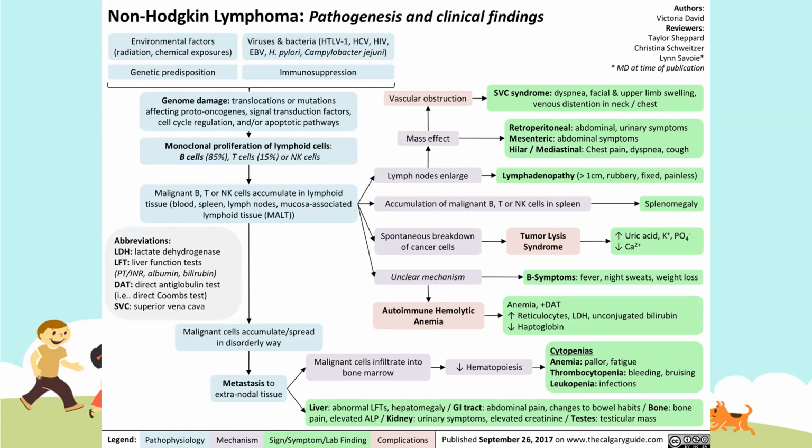the B cells, the T cells, and the NK cells. So these cells will accumulate in the lymphoid tissue, which are the blood, spleen, lymph nodes, and also the mucosa-associated lymphoid tissue. And then from this accumulation, it will give rise to the signs and symptoms. So first, when it accumulates in the lymph nodes, the lymph nodes will become enlarged and give rise to lymphadenopathy, same as in Hodgkin lymphoma.